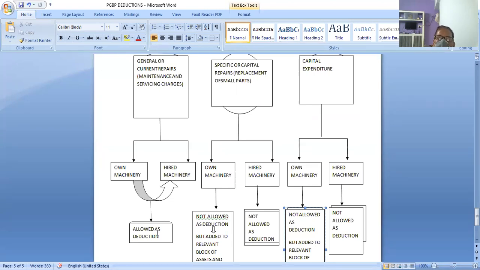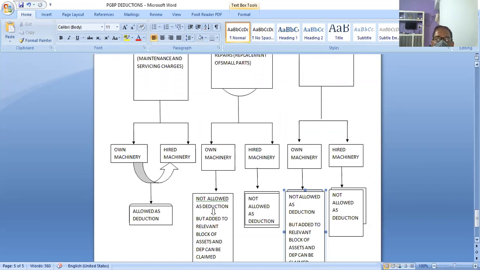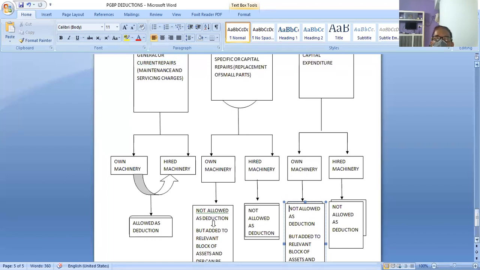Now, if it is specific or capital repairs, if it is your own machine, it is not allowed as deduction, but it can be added to the relevant block of assets and depreciation can be claimed. You can add it to the block of assets and claim depreciation. For a hired machine, not allowed as deduction. You cannot claim it as business expenditure; deduction cannot be allowed in the case of a hired machine. This is the second category, capital repairs or specific repairs.